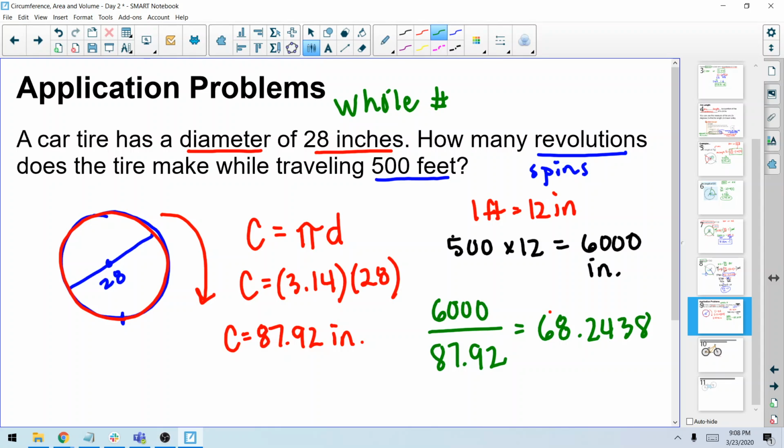And this time I want to round to the nearest whole number. How many total revolutions. So my whole number is going to be right here. The 2 is going to tell me to leave it alone. So I'm going to say, I should probably write about, 68 revolutions or turns.